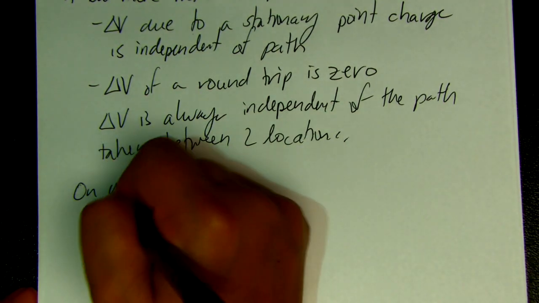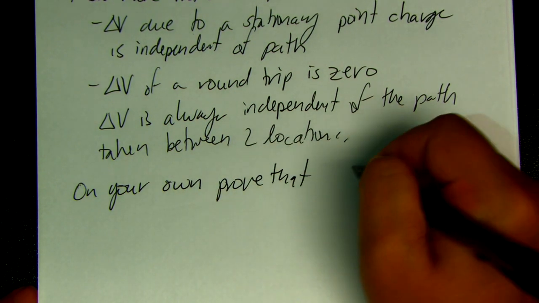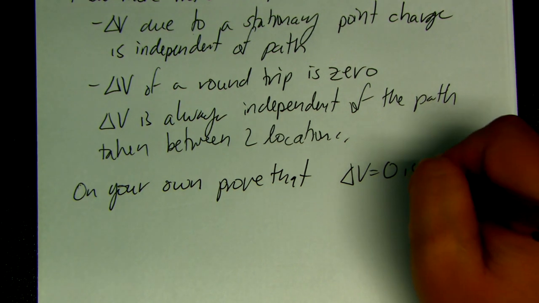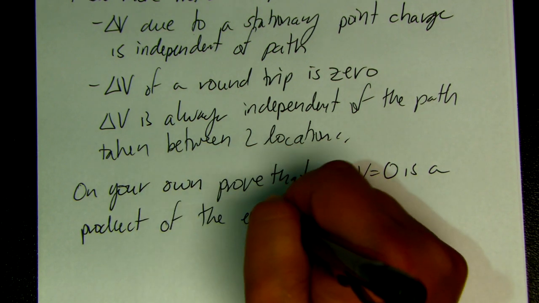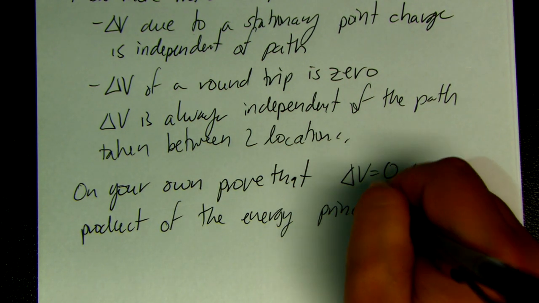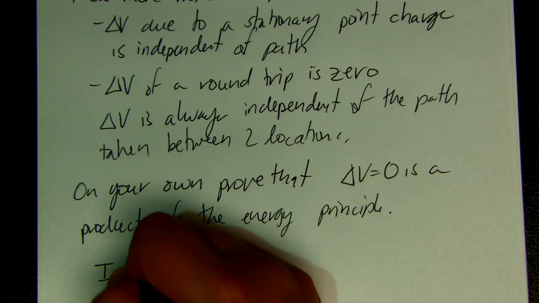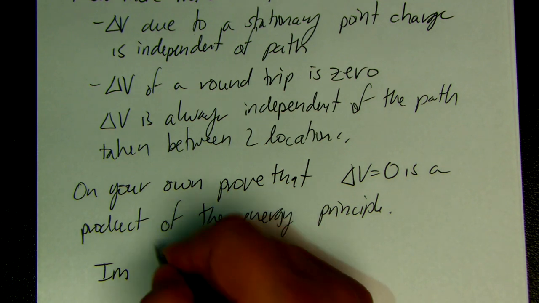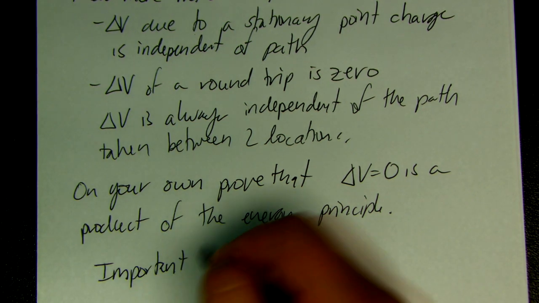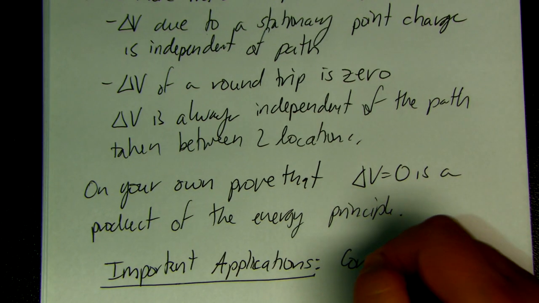And on your own, prove that delta V is equal to 0 is a product of the energy principle. All right, so there are a couple important applications. And we're going to go back to conductors.